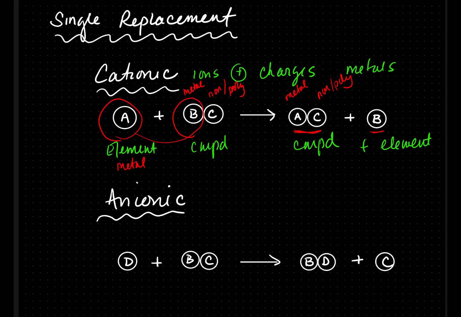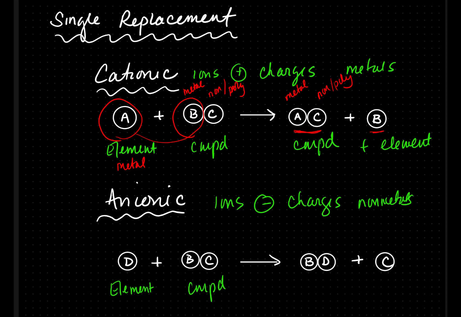Anionic, remember, are ions that are negative charges, and these were the nonmetals. The format is still the same. D is still an element. BC is still a compound. BD is still a compound. C is still an element. So we still have an element and a compound at the beginning, and at the end we have a new compound and an element. Here, D is a nonmetal.